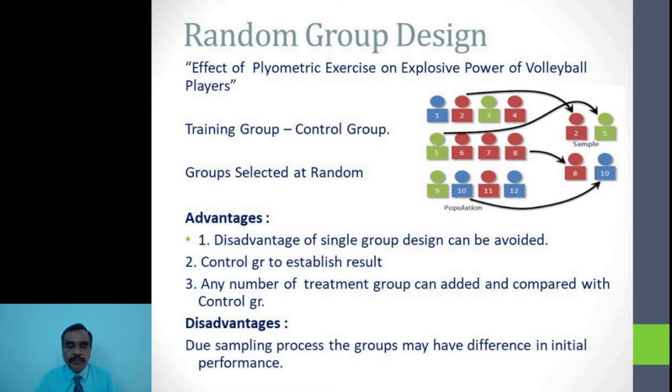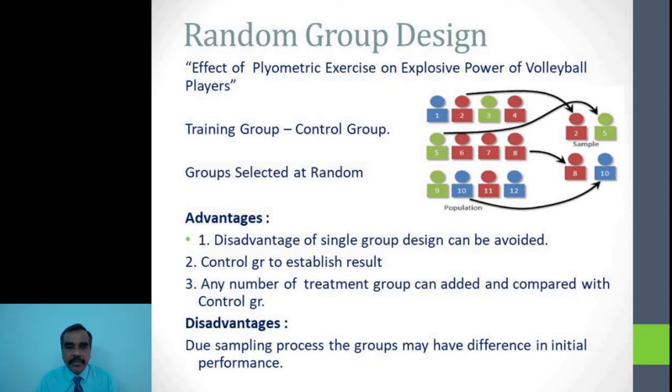So how will the groups be selected? The groups will be selected based on the random method. What do you mean by random method? Every member of the population has a possibility of being selected into the sample. Say for example, there are hundred volleyball players. From that, you are going to select 50 volleyball players.